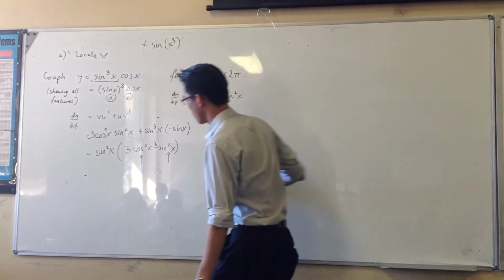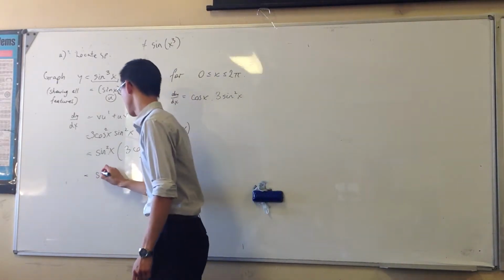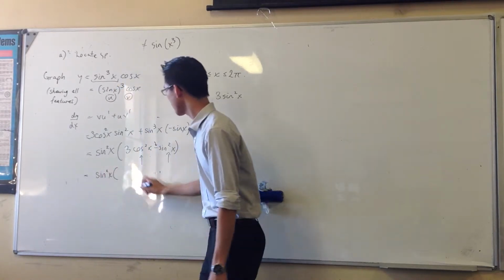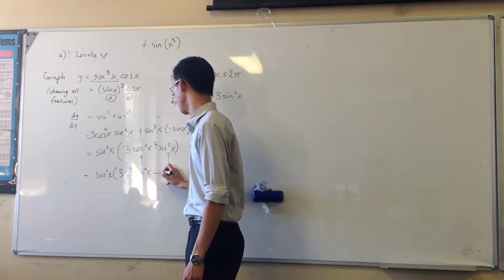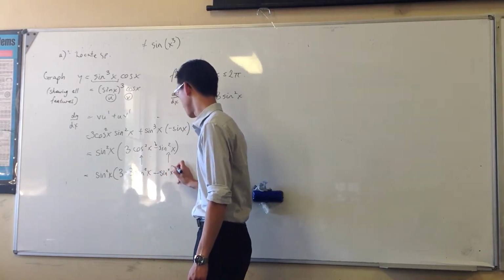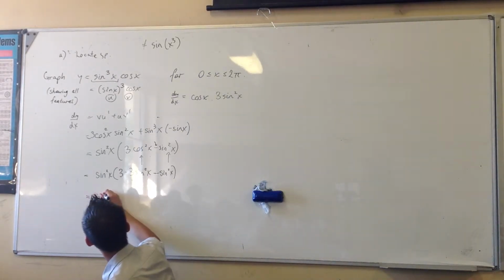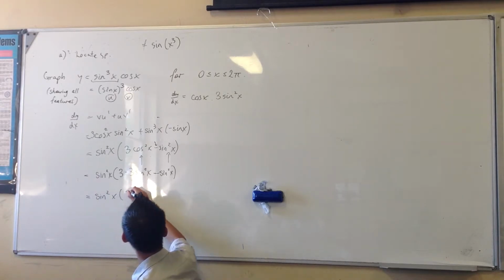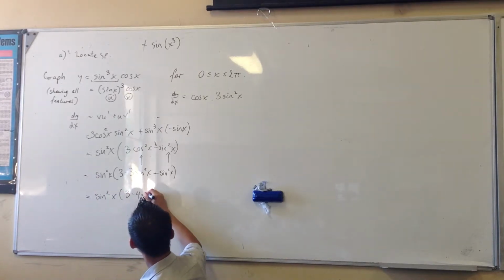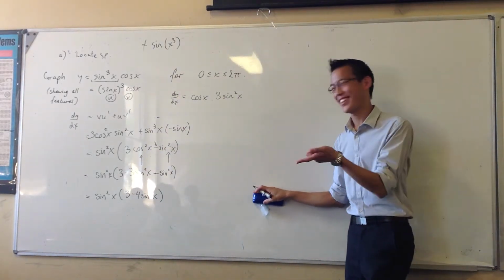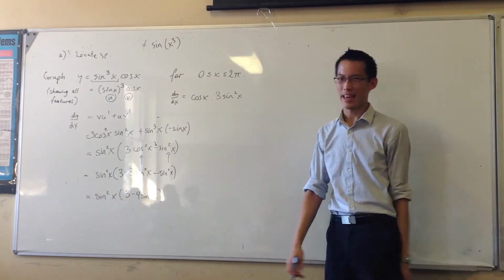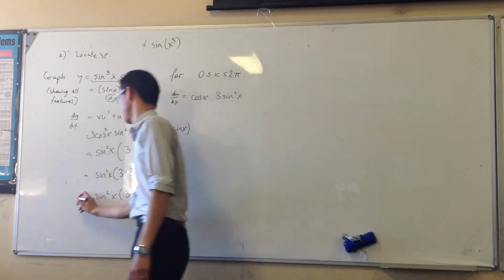So therefore, my next line will be sine squared times 3 minus 3 sine squared. This means there are a lot of stationary points. Okay, so there's my derivative, and I think I'm happy with how simple that is.